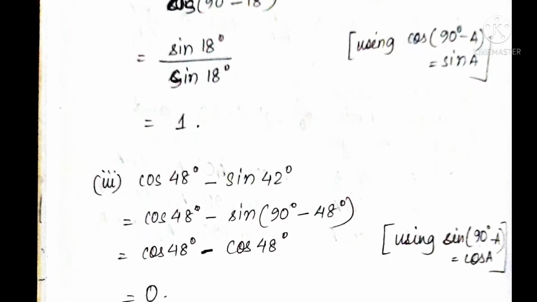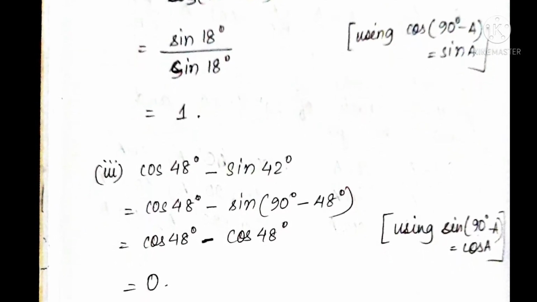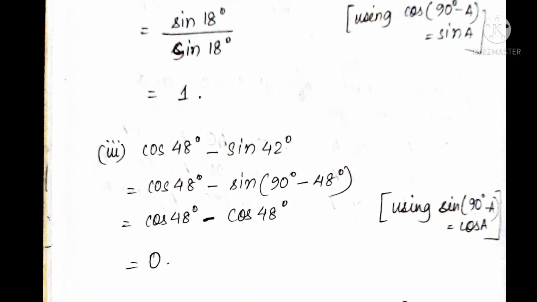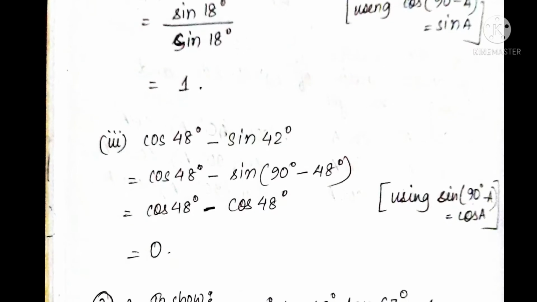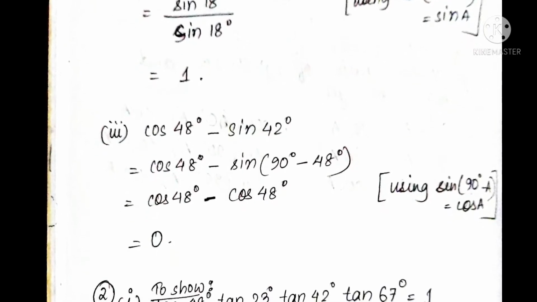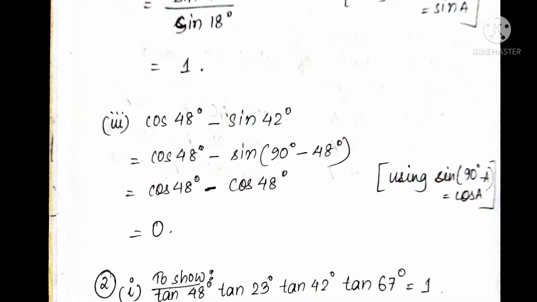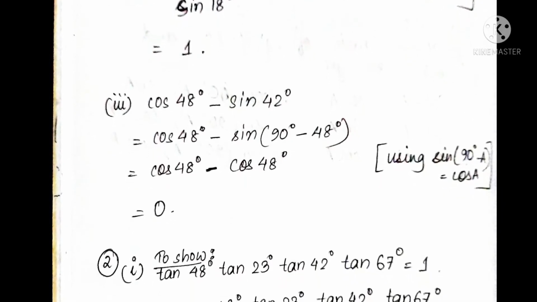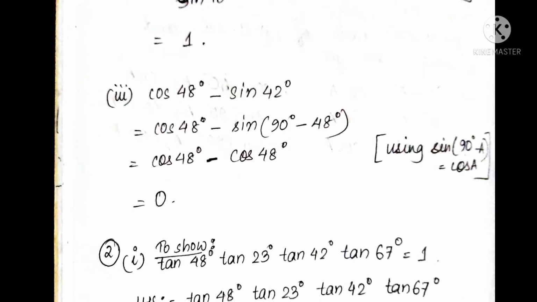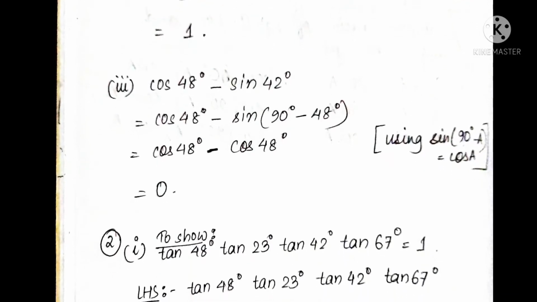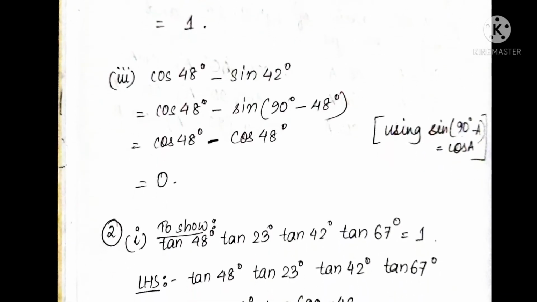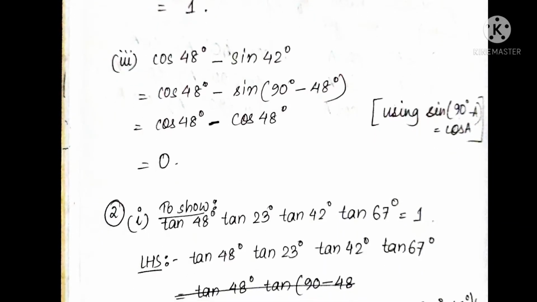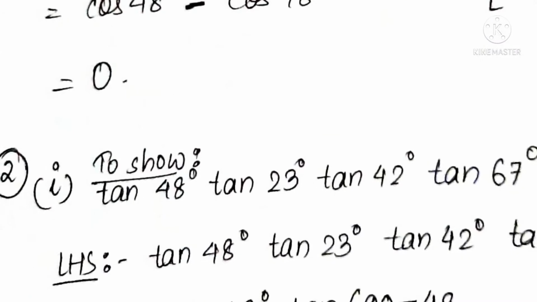Next question, again here you can see 48 degrees plus 42 degrees will be 90 degrees. So in place of 42 degrees I have written 90 degrees minus 48. So sin(90 degrees minus A) is equal to cos A. That means we can write sin(90 degrees minus 48 degrees) is equal to cos 48 degrees. So the first term I have not changed. The second term only I have changed. So cos 48 degrees minus cos 48 degrees will be 0. So next question is number 2.